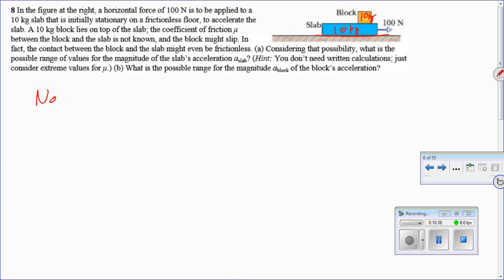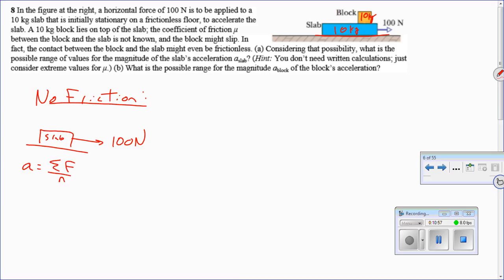So if there's no friction, then here's my slab. You're going to have 100 newtons on it. Would there be any other forces that are going to affect its motion? No. So the acceleration would be net force over mass. We've got 100 newtons pulling this thing. It's 10 kilograms. So the acceleration you would get is 10 meters per second squared, right?